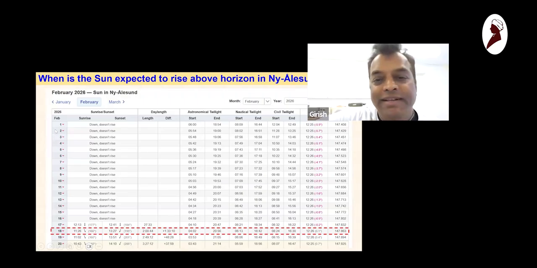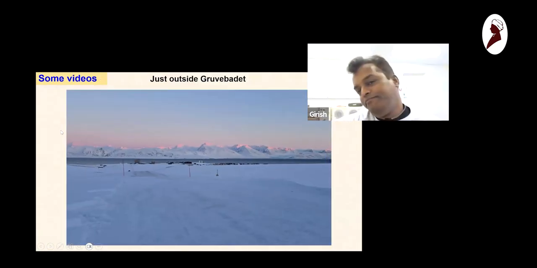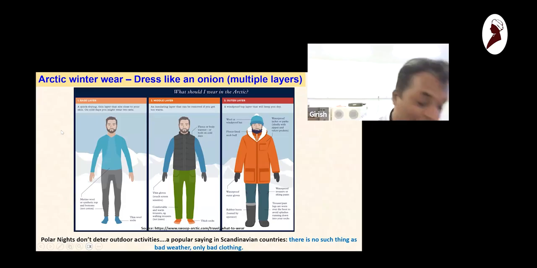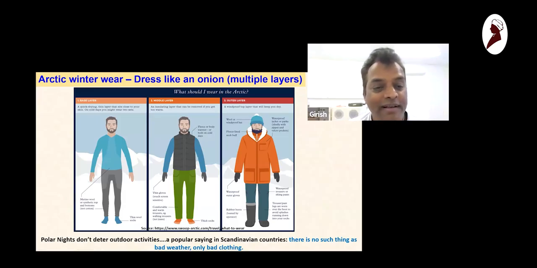And how do we manage to work in the cold when you're out in the field? The only way is having multiple layers of warm clothing. As there's a popular saying in Scandinavian countries, there's no such thing as bad weather, it is only bad clothing. If you know the weather is going to be challenging, you better be prepared and have the required gear so that you can go out in the field and work. So multiple layers, that's what we do.